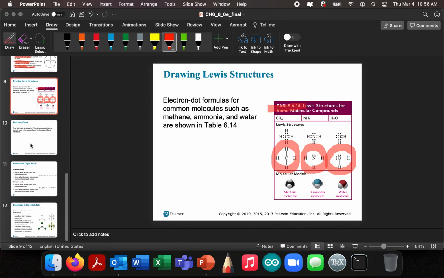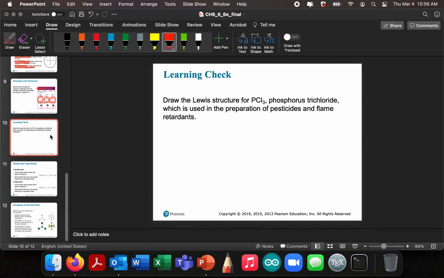Okay, let's wrap this up now with a learning check and then one final comment after the learning check. So here's the learning check. Pause the video and draw the Lewis structure for PCl3, phosphorus trichloride, and then compare your answer to mine.